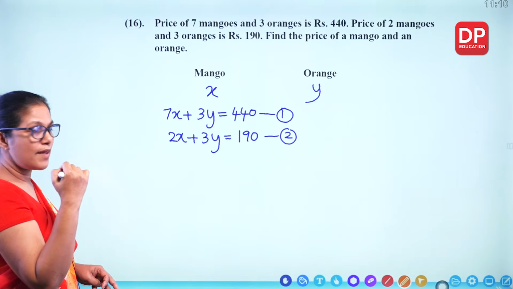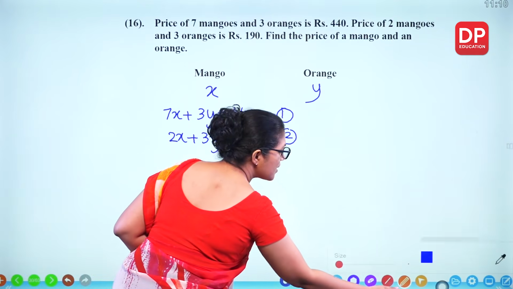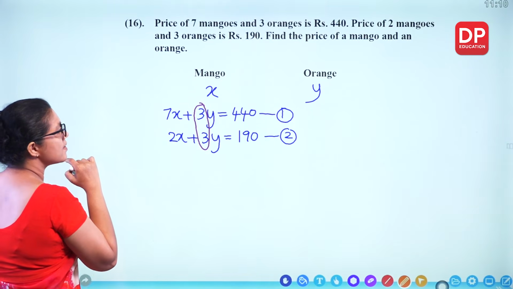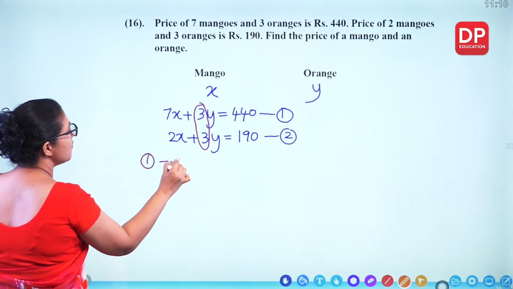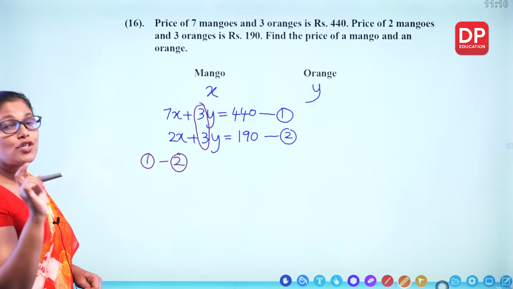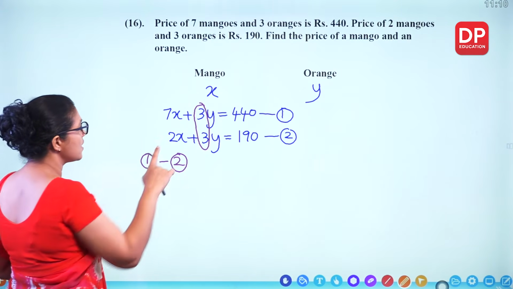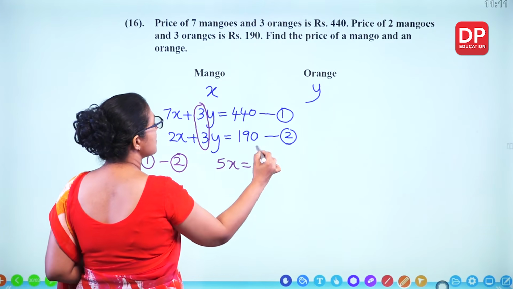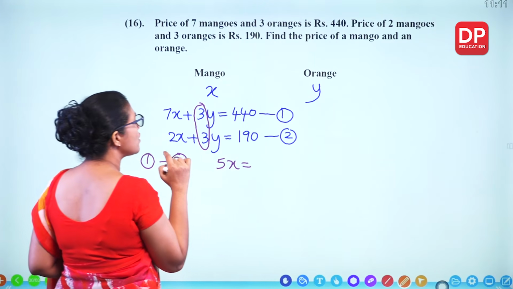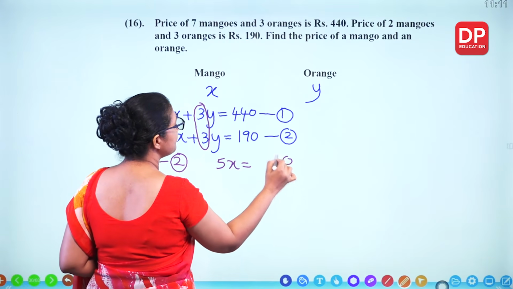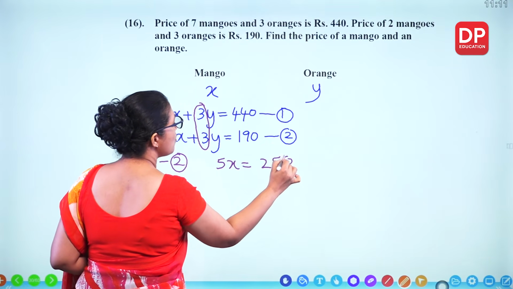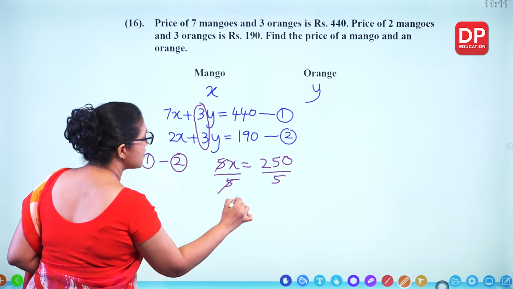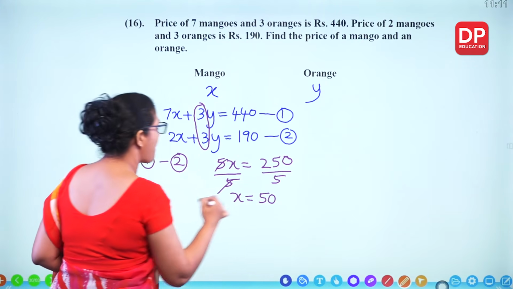Now, look at the coefficients. You get the same sign here, plus plus. When you get the same sign and the same coefficient, subtract the two equations. 7x minus 2x, you get 5x. Subtract these two: 440 minus 190, 250. Divide by 5 on both sides, you get x equals 50.